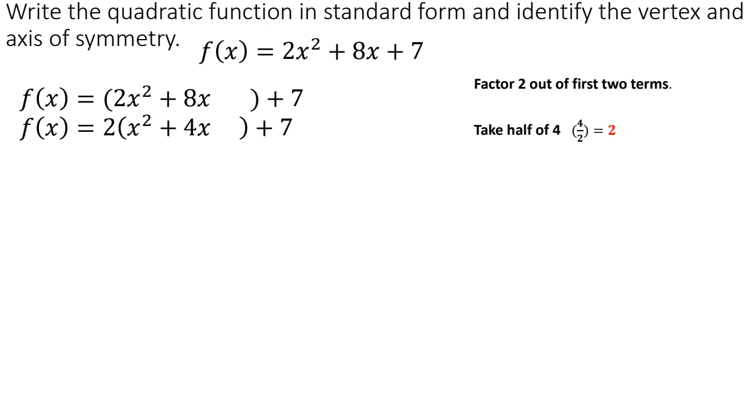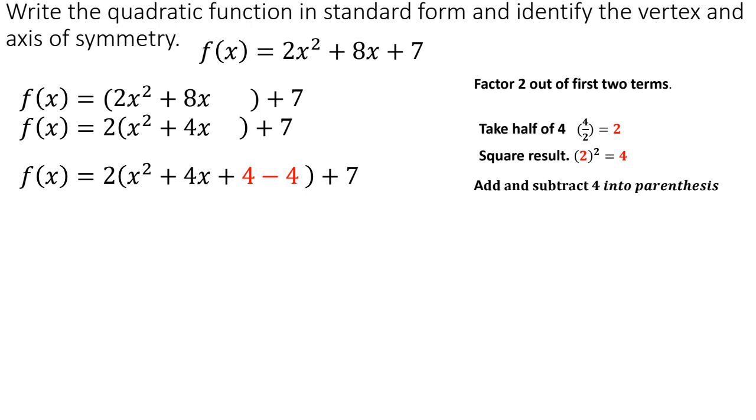Divide by 2. Gives me 2. I'm going to square that value. 2 squared is 4. So I want this to be a 4 for this to be a perfect square. So what I'm going to do is add 4, subtract 4. Again, never want to unbalance my equation because I'm really adding 0. I'm not adding anything to it.